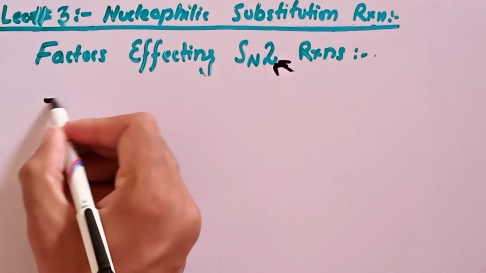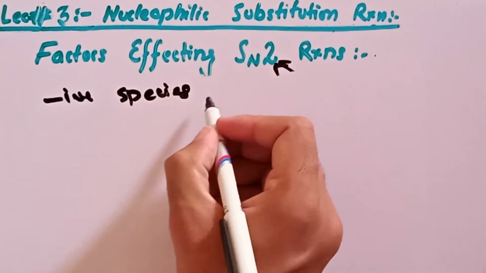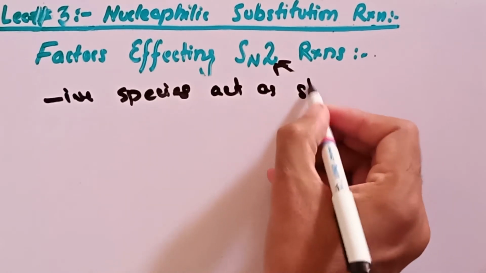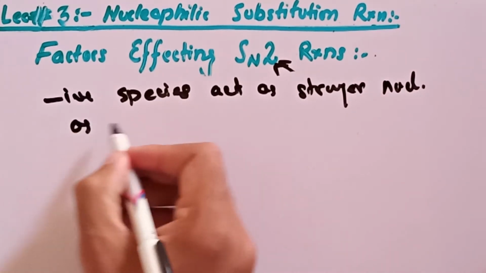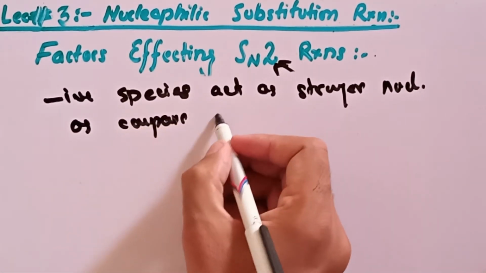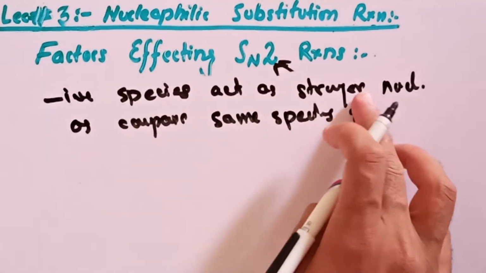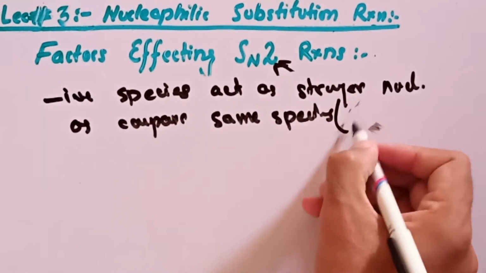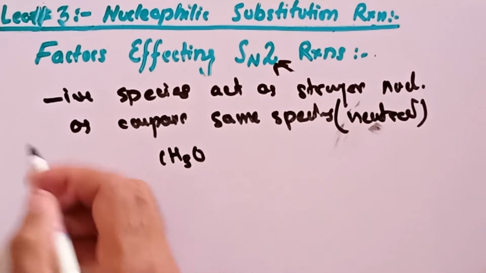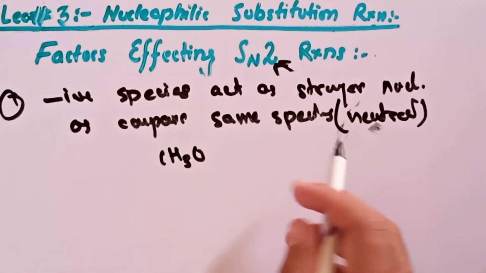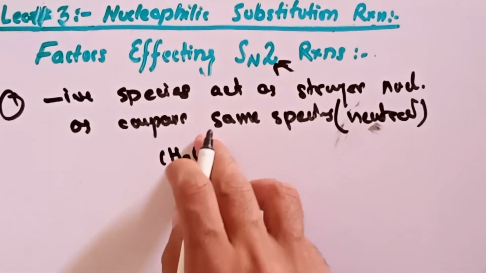The first factor: a negative species will act as a stronger nucleophile as compared to the same neutral species. A negative species will always act as a stronger nucleophile than the same neutral species, like CH3O negative, the methoxide ion.